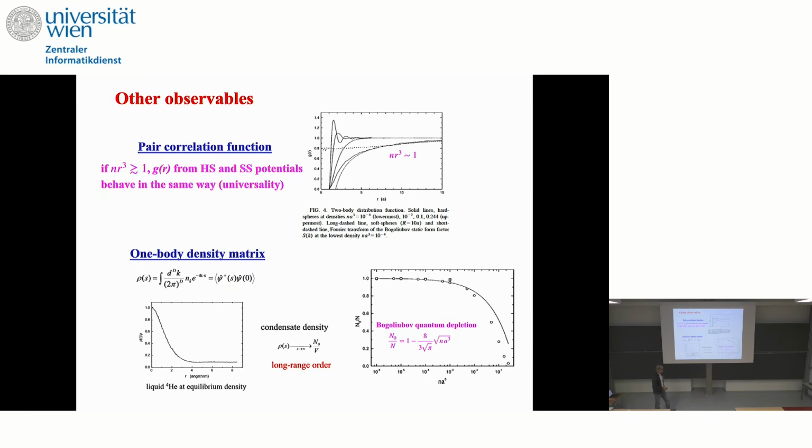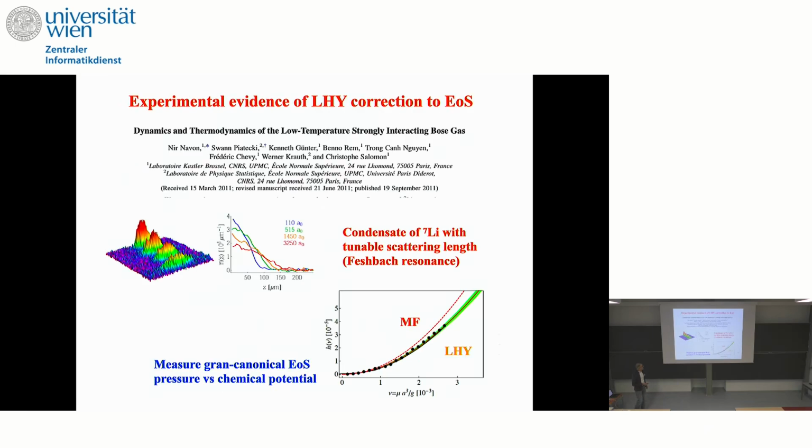Only if you go to very large values of na cubed do we see deviations from Bogoliubov, and of course, at large enough density, the condensate fraction goes to 0. Okay? You have seen this already this morning, so I just wanted to say that there is experimental evidence of the Lee-Huang-Yang corrections to the equation of state.